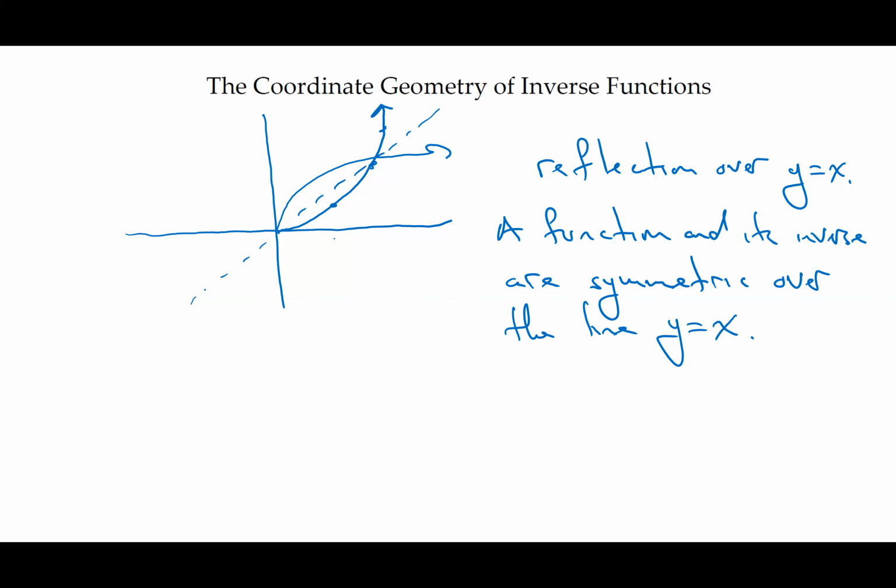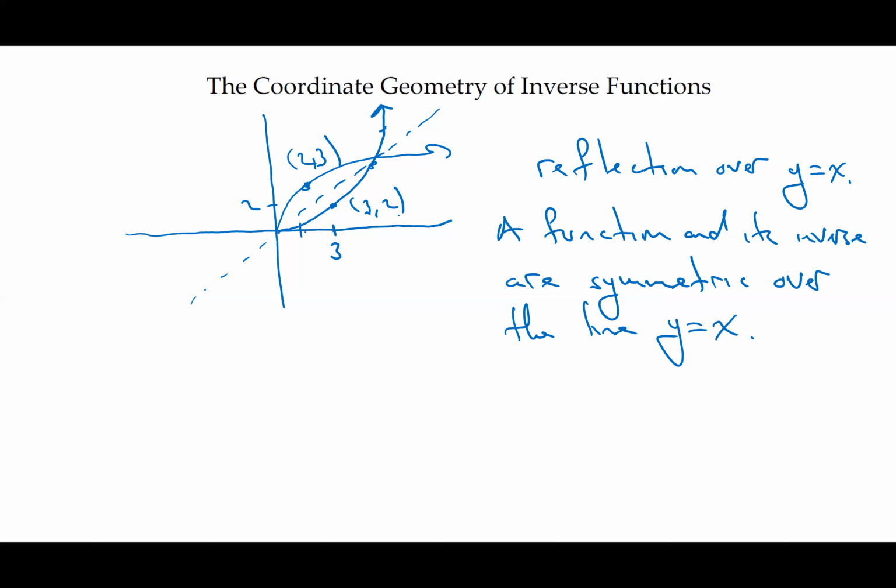So if this were the point, say 3, 2, then this would be the point. That's a bad example, but 2, 3, right? There's 3, 2. That point over there would be 2, 3, okay? If you have the point 4, 1 on F, then 1, 4 is going to be on F inverse, and so on, okay?